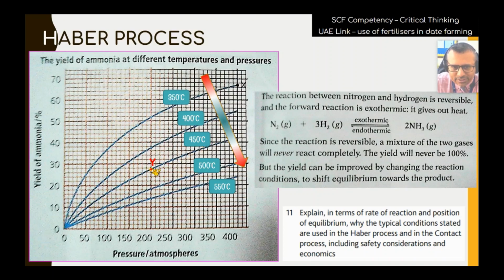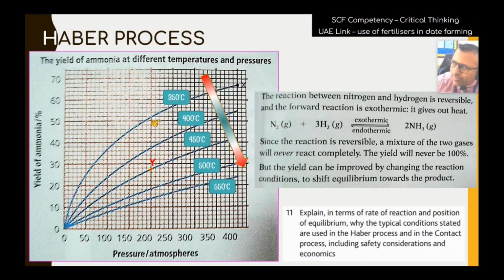So 450 is there. Now, why can't we choose 400? Why can't we choose 350 degrees centigrade? The reason why is because we are using a catalyst. The thing about a catalyst is that you need to make sure that you have a certain temperature that the catalyst can reach in order for it to activate. So you can activate your catalyst, but only at a fixed temperature. If you have chosen a temperature that's lower, your catalyst, believe it or not, will not work so well.